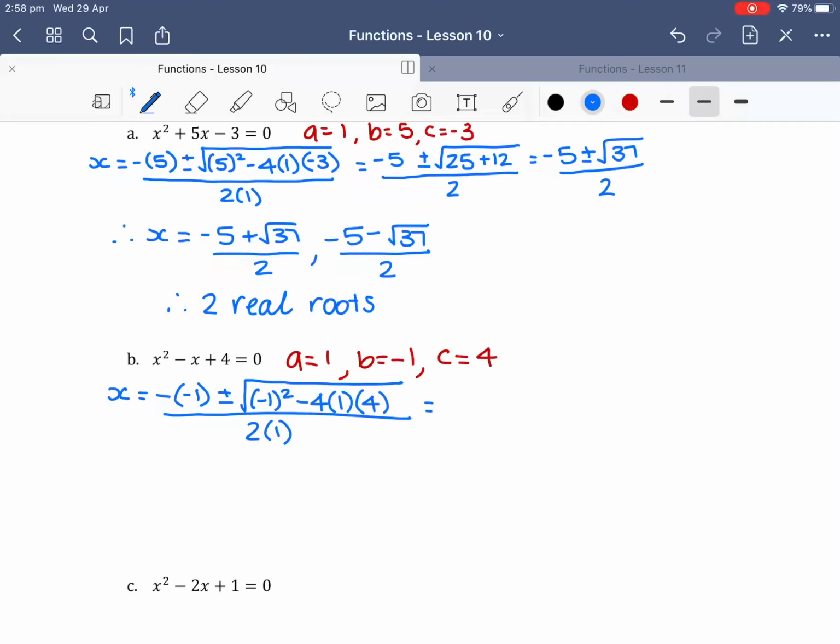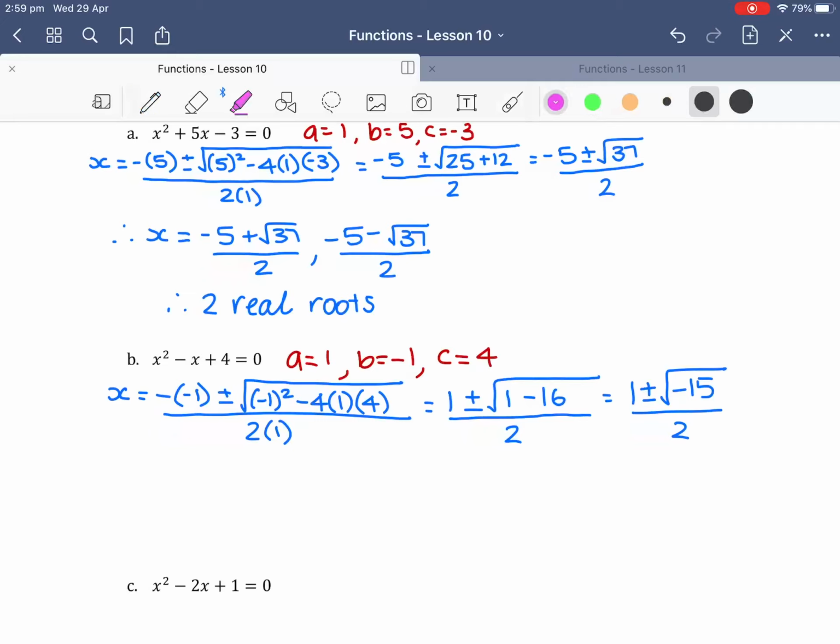So this equals minus times minus 1, which is just 1, plus or minus the square root of minus 1 squared, which is just 1, and then 4 times 1 times 4 is minus 16, over 2 times 1, which is just 2. This equals 1 plus or minus the square root of negative 15 over 2.